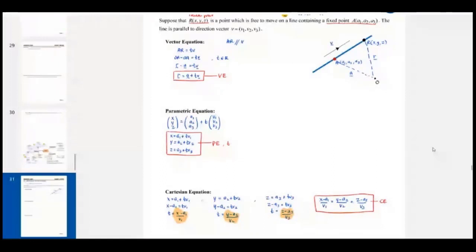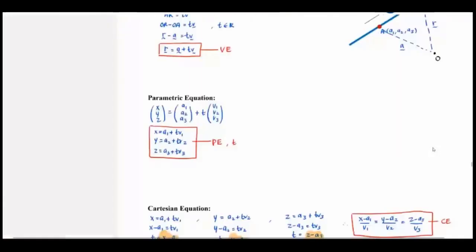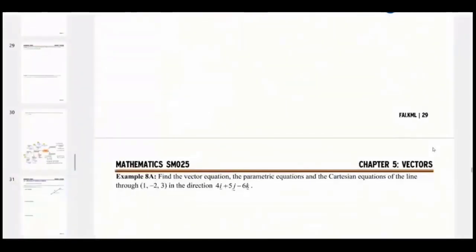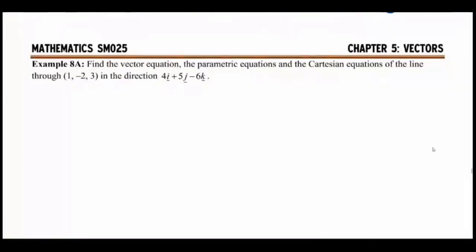Okay, so given 8a, which is find the vector equation, parametric equations, and Cartesian equation of the line through a point in the direction 4i plus 5j minus 6k. Okay, so if we have a line here, so direction vector kamu adalah v. So v di sini adalah v. This one is your v. And then we have a point 1, -2, 3.